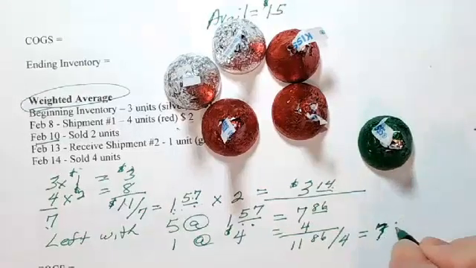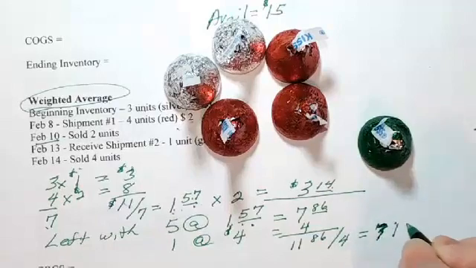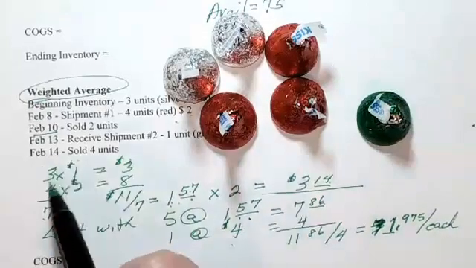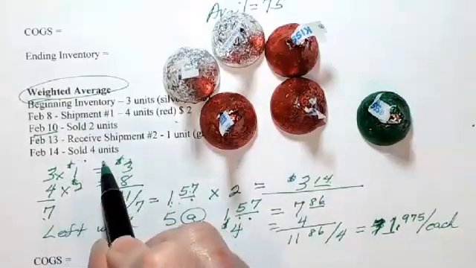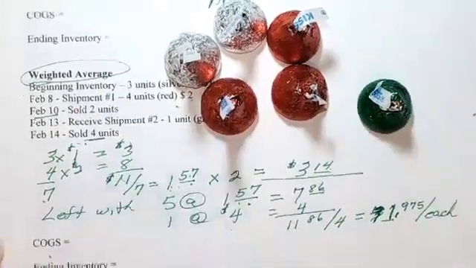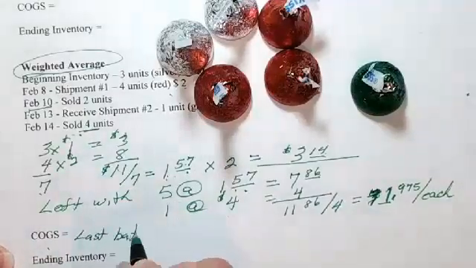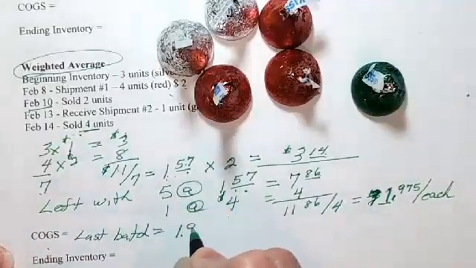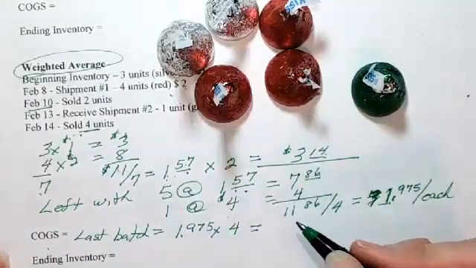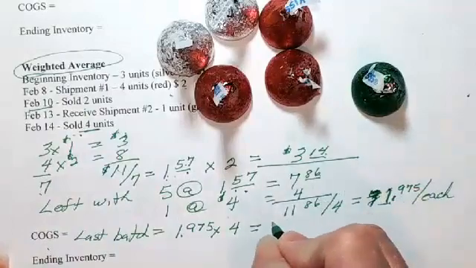That's how you know you're looking wrong. It needs to be somewhere between $1.57 and $4. It's pretty close to 2, but I'm not going to round it. I sold 4 units. My cost of goods sold for this last batch is 1.975 times 4, which equals $7.90.